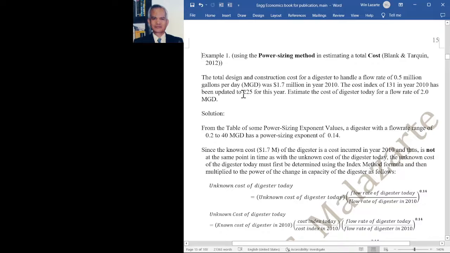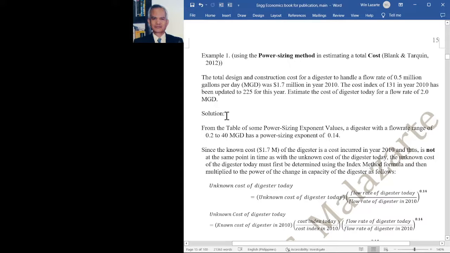The total design and construction cost for a digester to handle a flow rate of 0.5 million gallons per day, or MGD, was $1.7 million in year 2010. The cost index of 131 in year 2010 has been updated to 225 for this year. Estimate the cost of the digester today for a flow rate of 2 MGD.